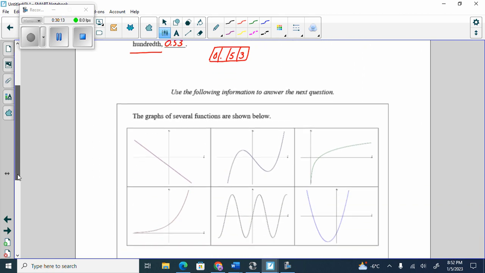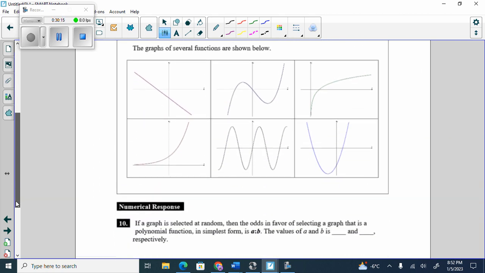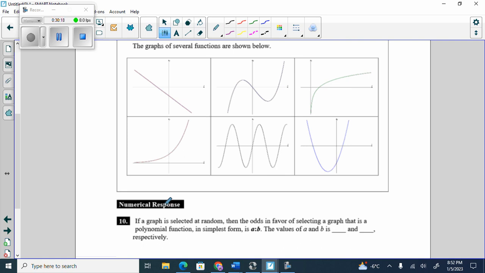Okay, the next one. The graphs of several functions are shown below. If a graph is selected at random, then the odds in favor of selecting a graph that is a polynomial. So we need a polynomial first, because odds in favor, not polynomial second. This is coming from the probability unit. And odds always add to total. So this should add to 6 graphs before we reduce it, if we can.